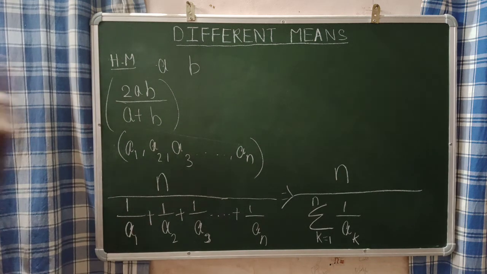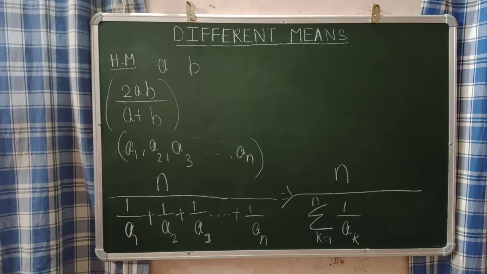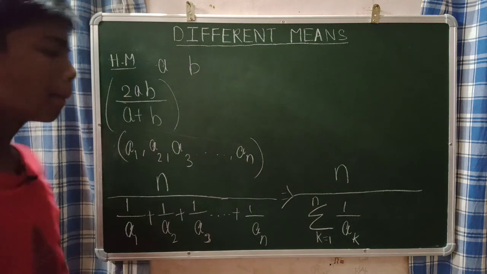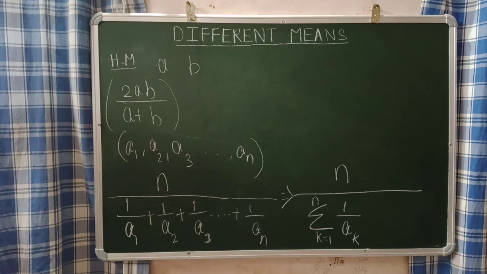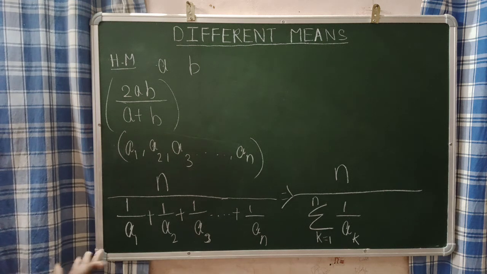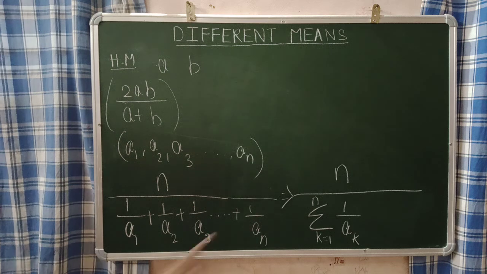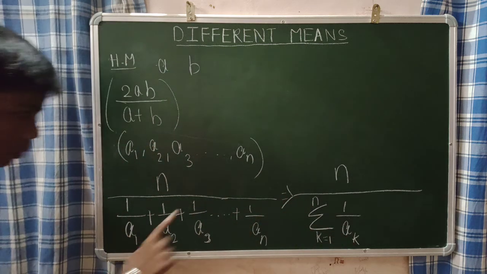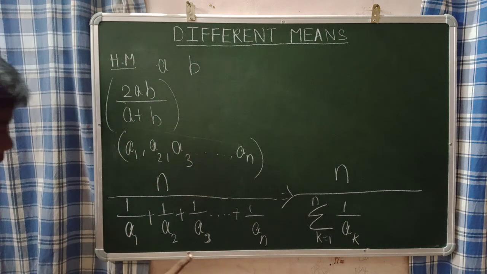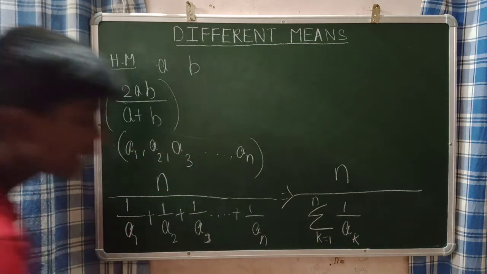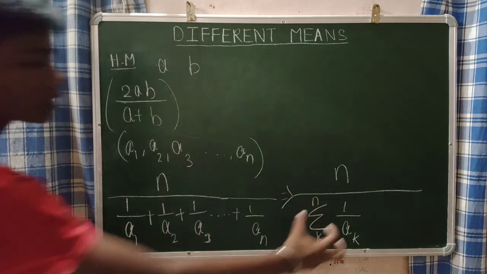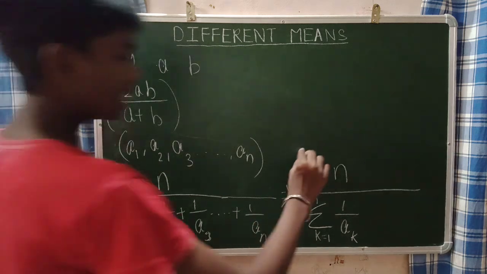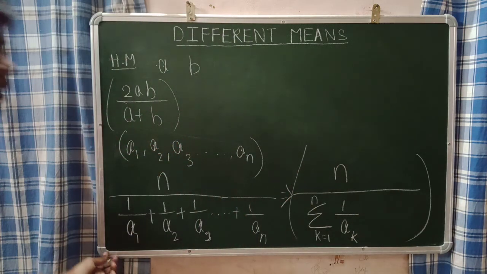Where the HM of n non-zero numbers will be n divided by 1 by a1 plus 1 by a2 plus 1 by a3 all the way to 1 by an. Now I can write the same denominator as the summation of 1 by ak from k is equal to 1 to n. Why? Because this is a series, so I can convert it as summation. When you put 1 in place of k, you will get 1 by a1. When you put 2 in place of k, you will get 1 by a2. When you put 3, you will get 1 by a3. When you put n in place of k, you will get 1 by an. I am getting those terms. So the sum of the series is nothing but a sigma notation. That's why I represent it like this. So finally, this is the harmonic mean of n non-zero numbers.